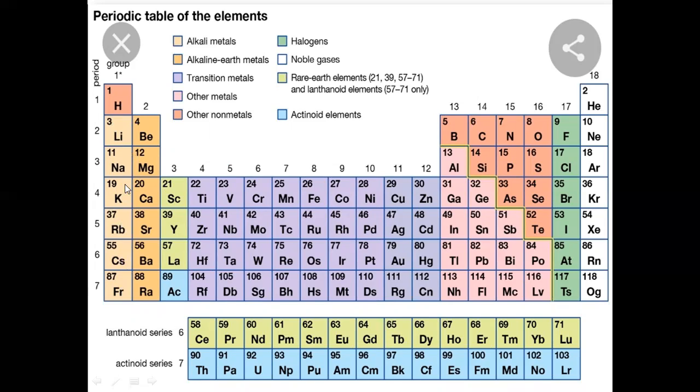Not only for group number 1: in group number 2, all the elements have 2 electrons in their outermost shell, then group 3 has 3, then 4, 5, 6. All these elements have the same number of electrons in the outermost shell as their group number.